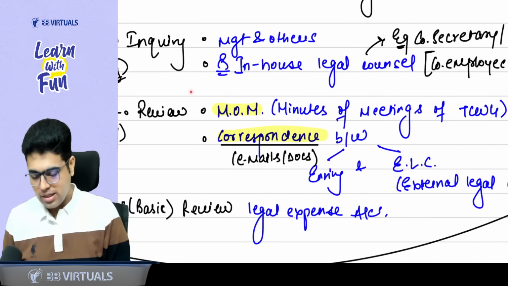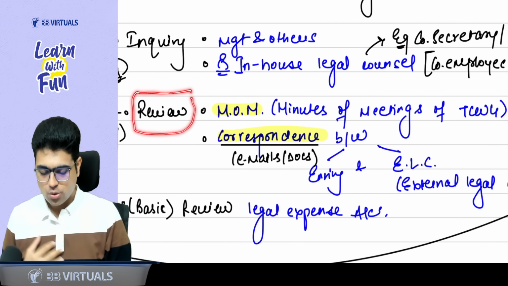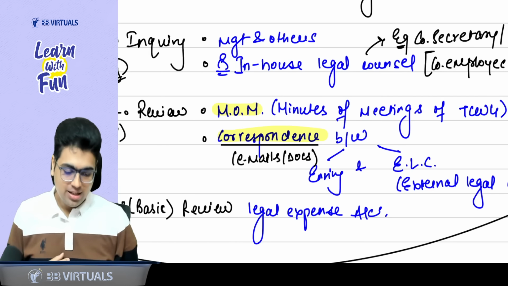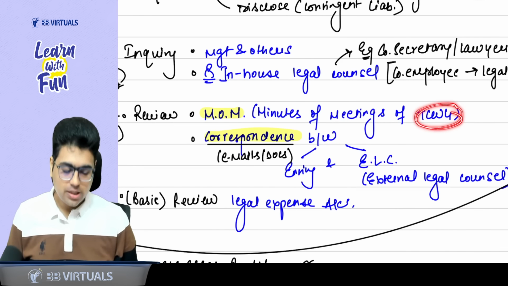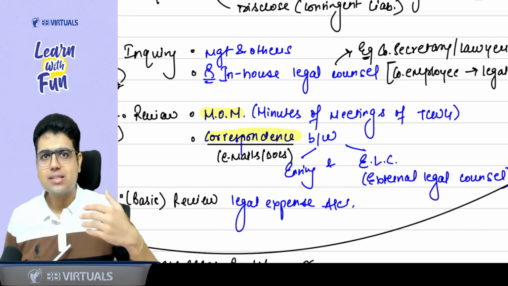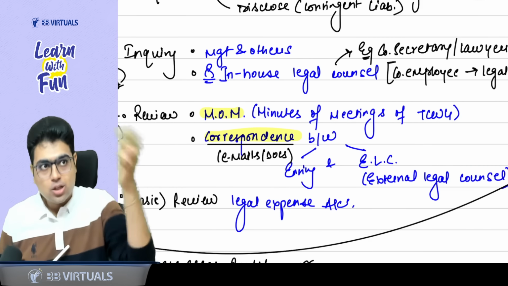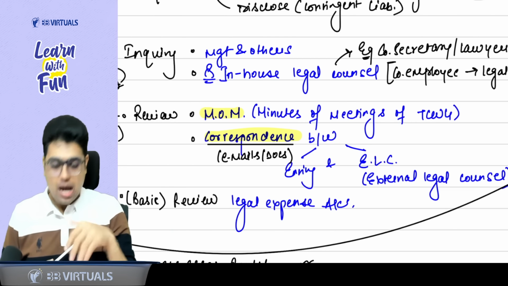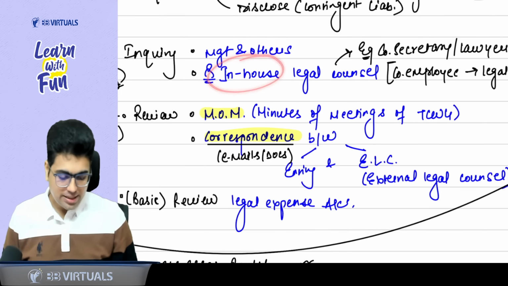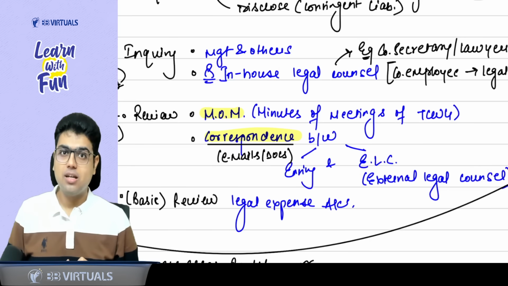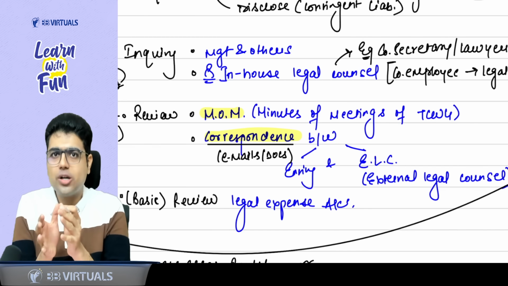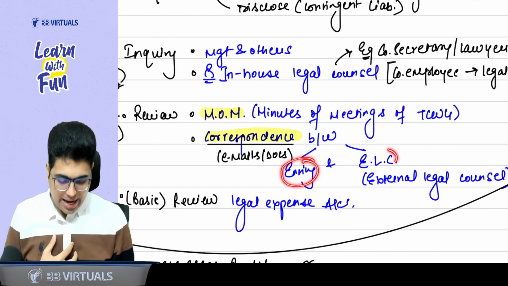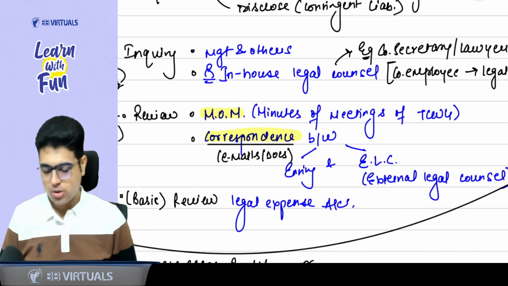Apart from this, you can get to know about the legal cases through review of MOM. Sir, what is MOM? Minutes of the meeting. So minutes of the meeting of the TCWG. Through these minutes, they must have discussed these legal cases in the meeting. So if they have discussed them, through the minutes you get to know about them. Apart from in-house legal counsel, there can be an external legal counsel. So if you go through the correspondence, communications between the entity and the external legal counsel, you can get to know about the legal cases.